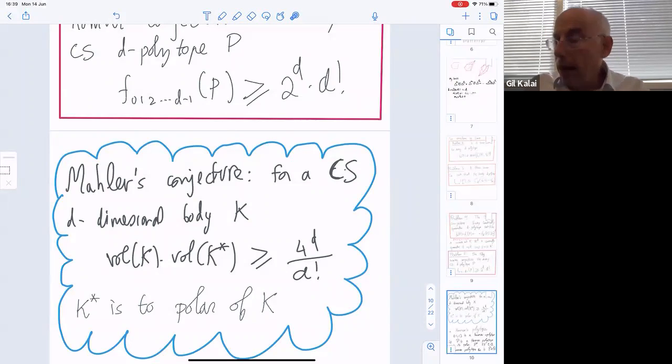Where do we get this number? If we start from the cube, again, the volume of the cube is 2 to the d. The dual polytope to the cube is the d-dimensional cross polytope. Its volume is 2 to the d divided by d factorial. It can be divided into 2 to the d simplices, each of volume 1 over d factorial. So this gives us this formula.